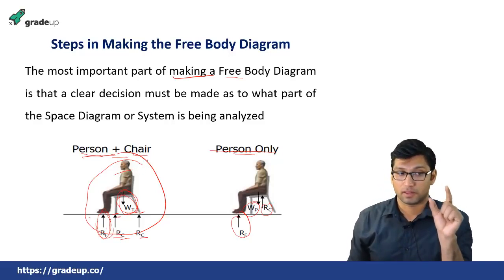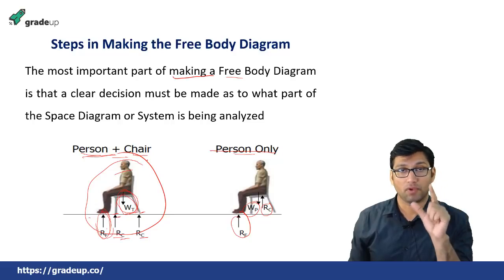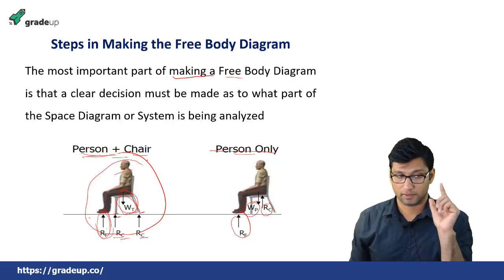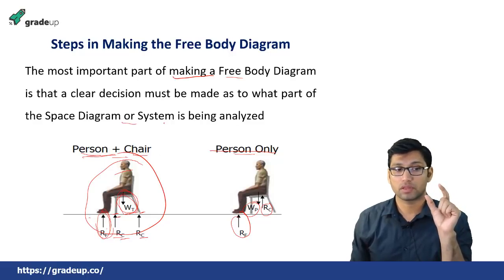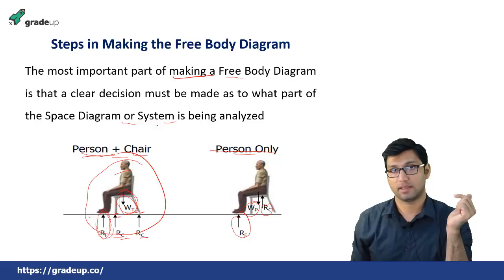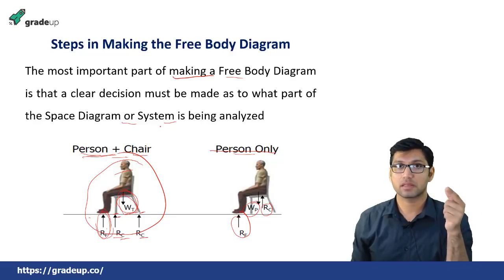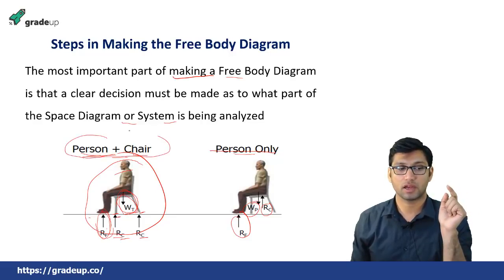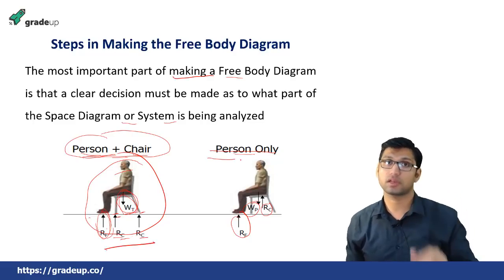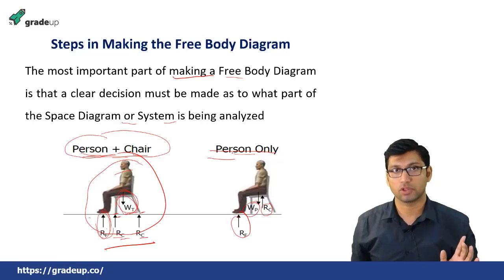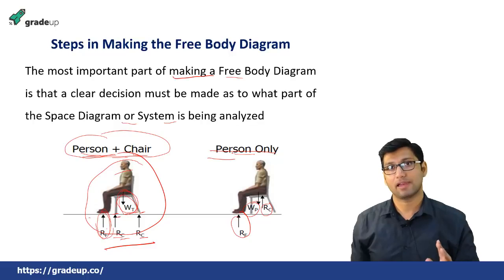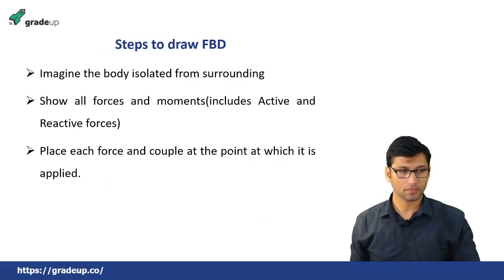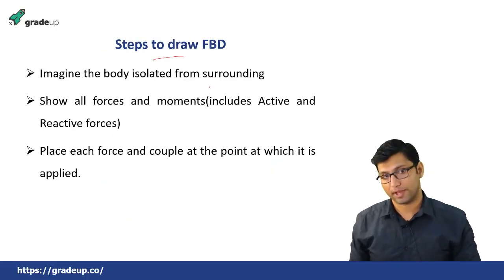For drawing a free body diagram, the one thing you need to decide is what part of the space diagram or system you are analyzing. If the analysis is to be carried out on the person plus chair, this will be the free body diagram, and if the analysis is to be carried out on the person only, this is the free body diagram. So you need to make a clear distinction between the bodies on which your analysis is carried out. Now, what are the steps to draw a free body diagram?